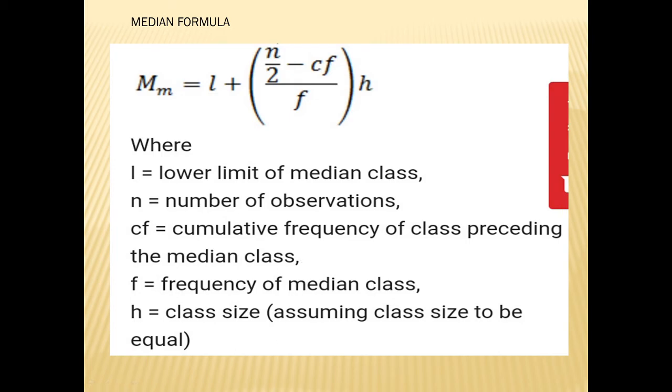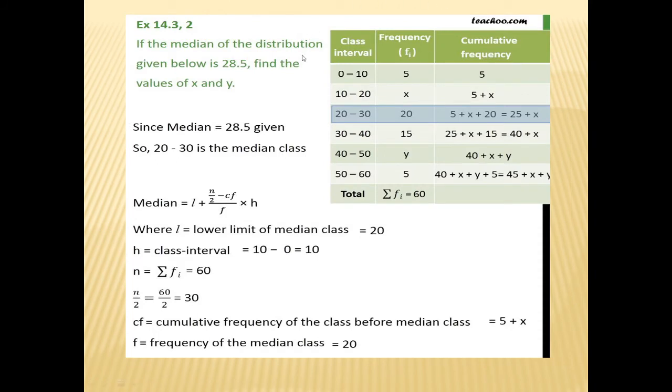This explanation of the terms is very important. Keep it in mind. Now here I am explaining one missing frequency sum. This is there in our exercise 14.3 second sum itself. They are giving the median as 28.5 and the sum of frequencies as 60 in the problem itself. Now you find the unknown, missing frequencies x and y. How to find this? For this we need cumulative frequency. Where will we use cumulative frequency? Only to find median.